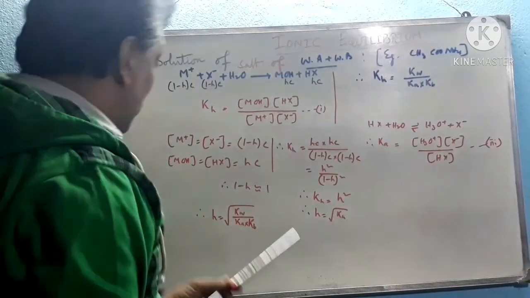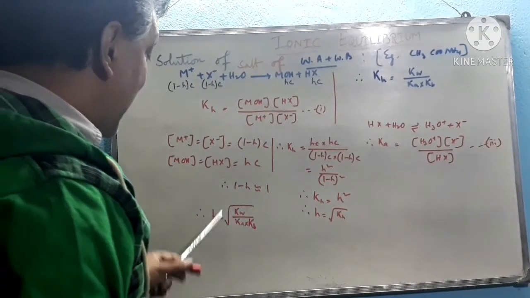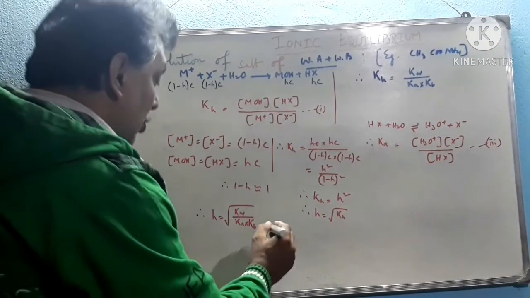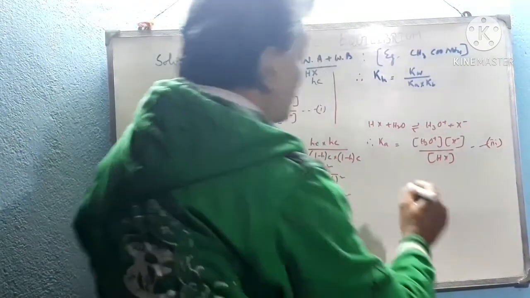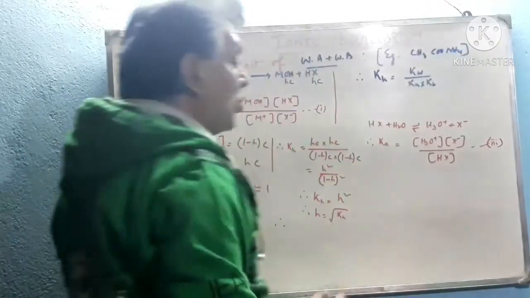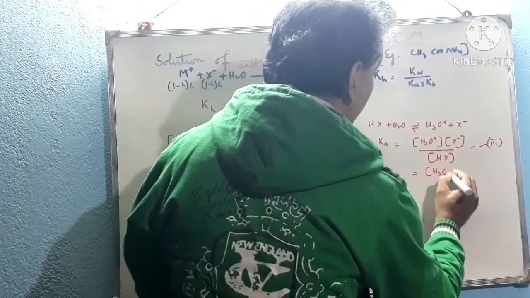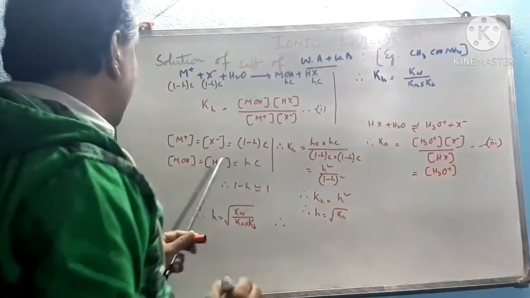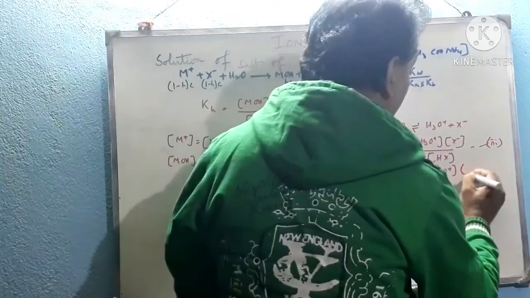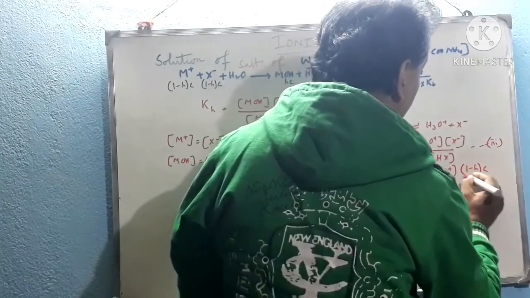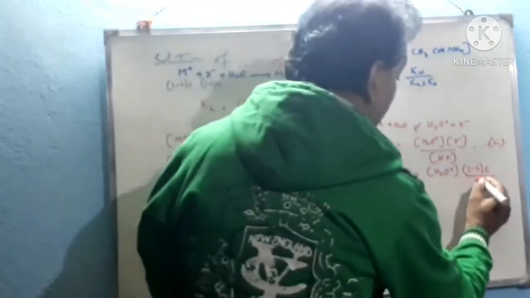See this, no expression of the concentration term is here. All of them are constant, Kw, Ka and Kb. So concentration of H3O plus can be written as Ka into, for X minus we can write (1 minus h) into C, divided by, for HX we can write hC.